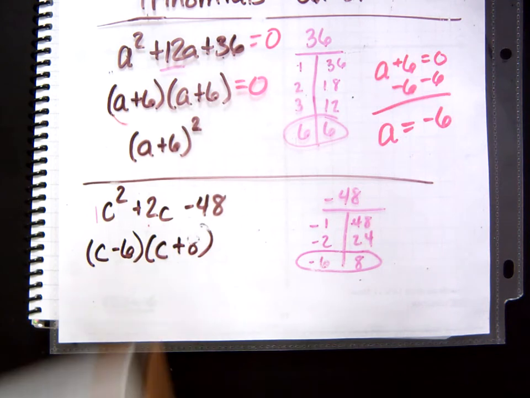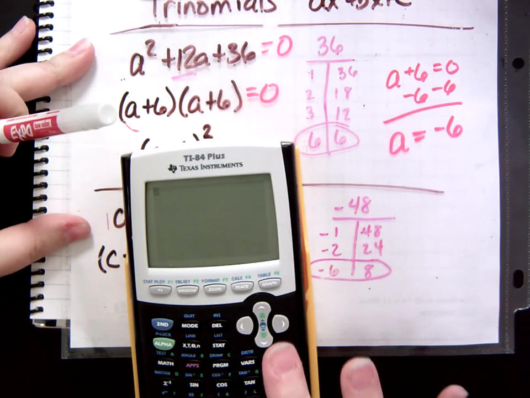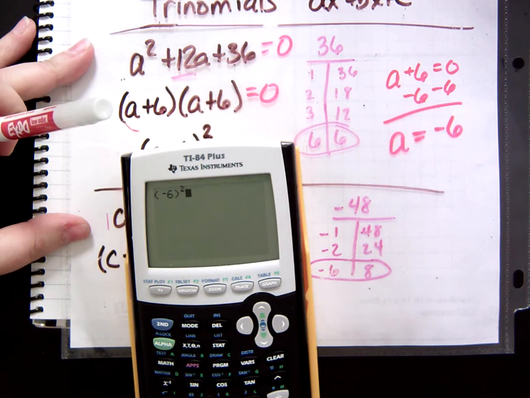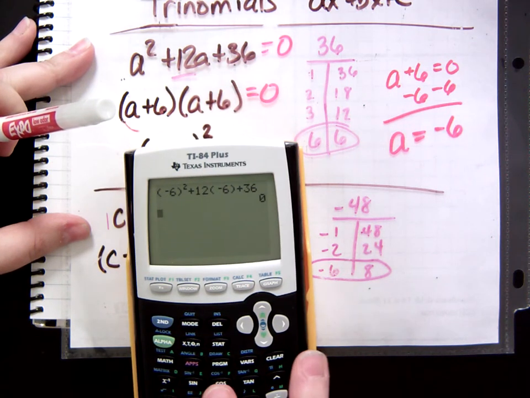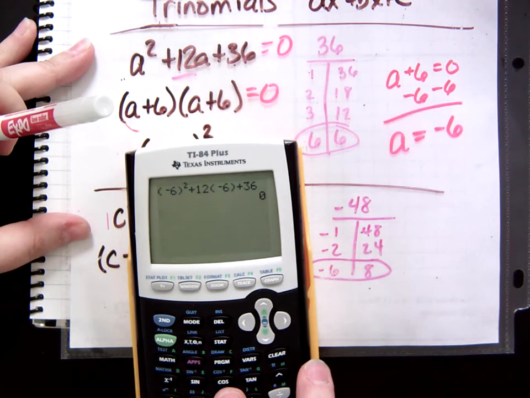So let's test it out. Negative 6 squared plus 12 times negative 6 plus 36 gives me 0. It checks out. Negative 6 is a solution.